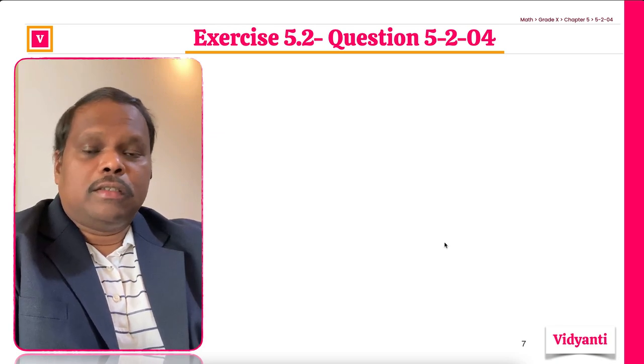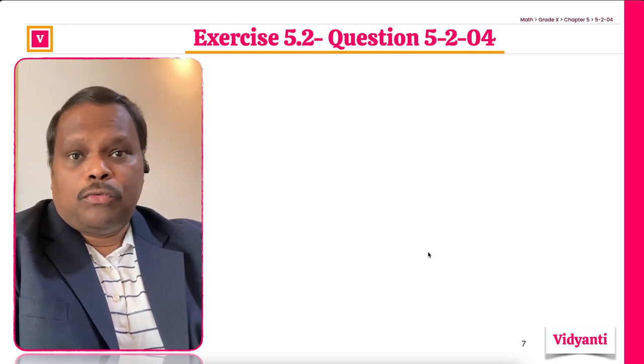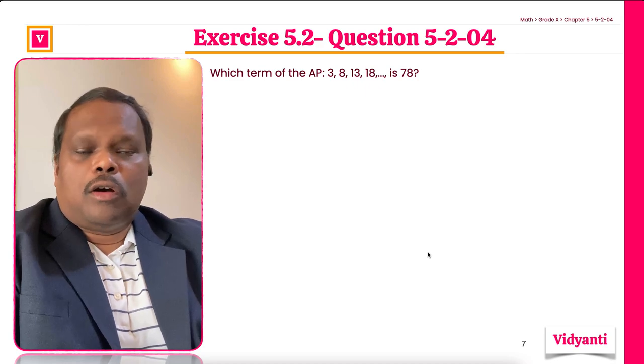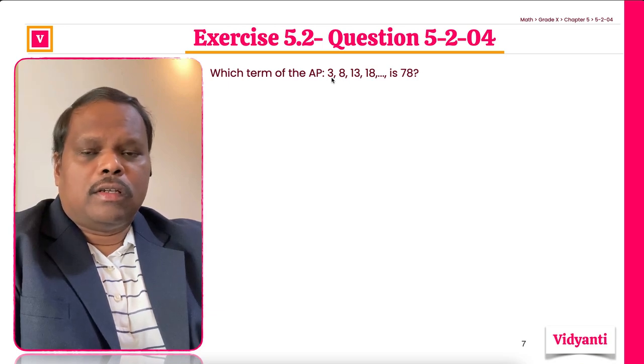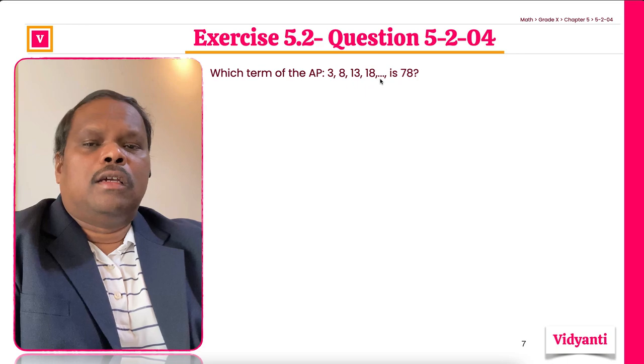Let's see the next question in this exercise. Question 5 to 4. Which term of the AP, arithmetic progression, is 78? And we have been given this particular progression: 3, 8, 13, 18, and so on.